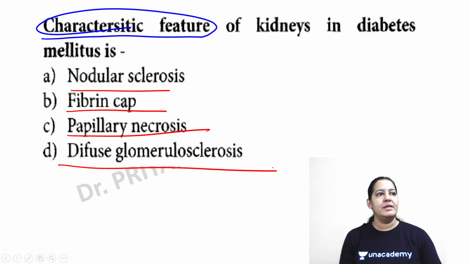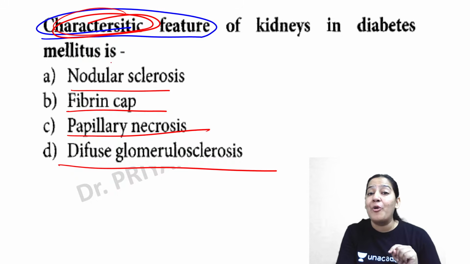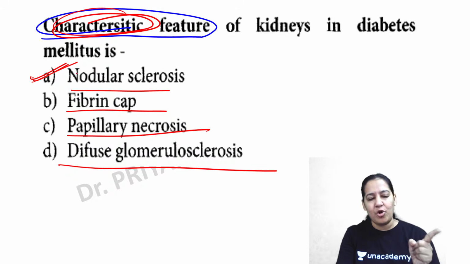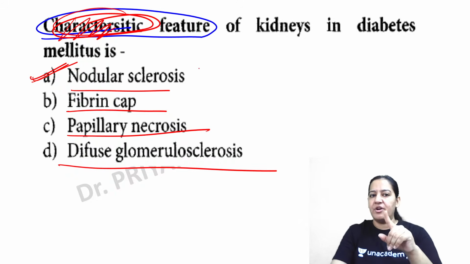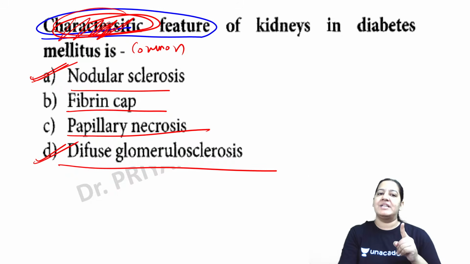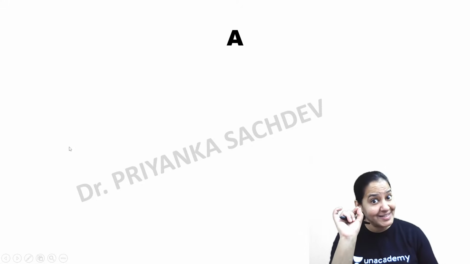What will you say? Yes, Anu, Kishore, Sufi. Yes, Sufi, you are right. What about others? I'm asking the characteristic feature. By characteristic, I mean pathognomonic feature, I mean specific feature. So the specific feature is nodular. It is not common. Instead of characteristic, if I ask the common feature of the kidney, removing the word characteristic and putting the word common, the answer will become diffuse. So this is how questions can be changed. Here the answer is A because characteristic is asked.